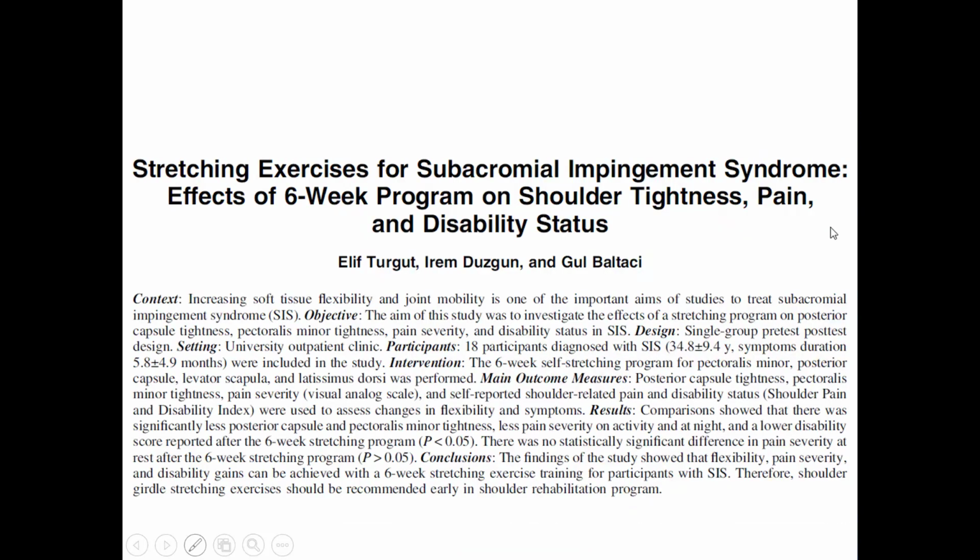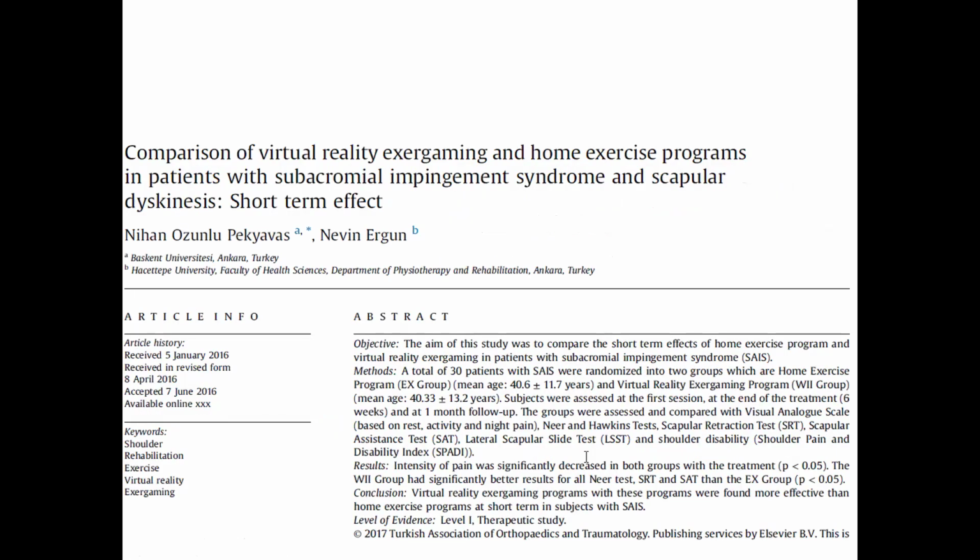These are the different literature which indicate how effective conservative treatment is in subacromial impingement. Stretching exercises for subacromial impingement syndrome: effect of a 6-week program on shoulder tightness, pain, and disability status. The conclusion of the study was that flexibility, pain severity, and disability gain can be achieved with a 6-week stretching exercise training for patients with subacromial impingement syndrome. Therefore, shoulder girdle stretching exercise should be recommended early in the shoulder rehabilitation program in conservative treatment.